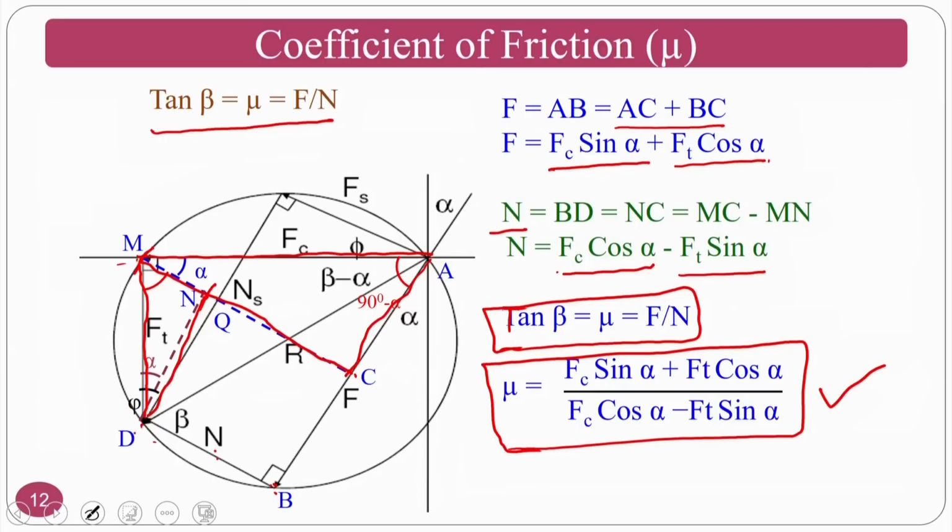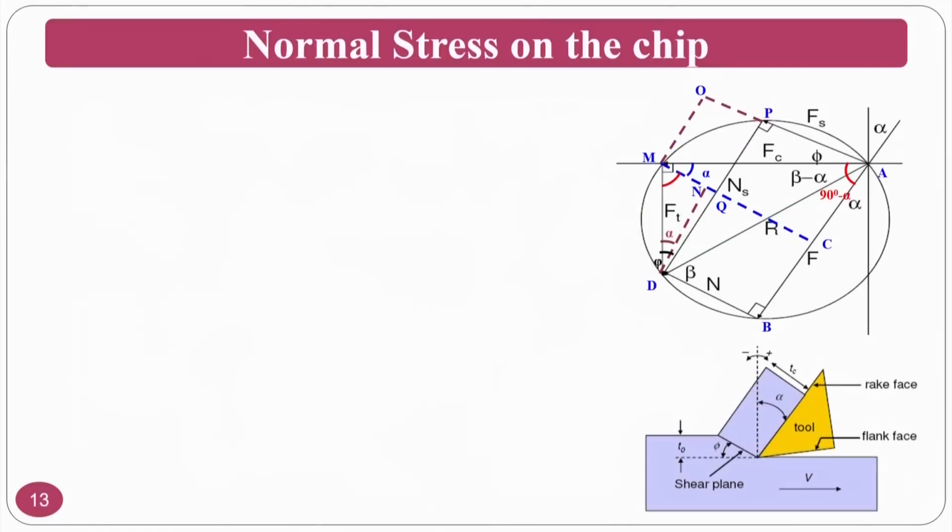friction. As I said, if my mu is high, my useful energy will go down for the same input energy. That means my frictional force into chip velocity will go up. So that means the unwanted or waste energy will be more.